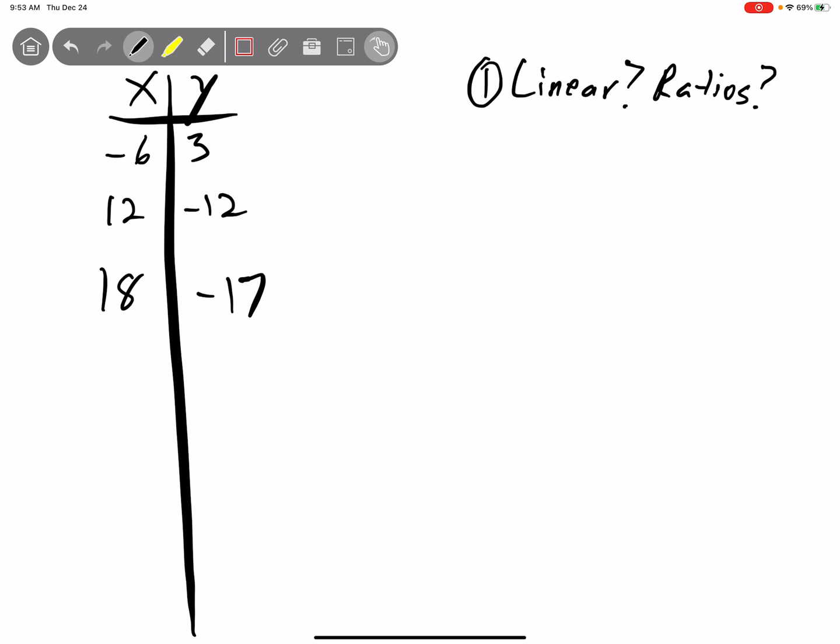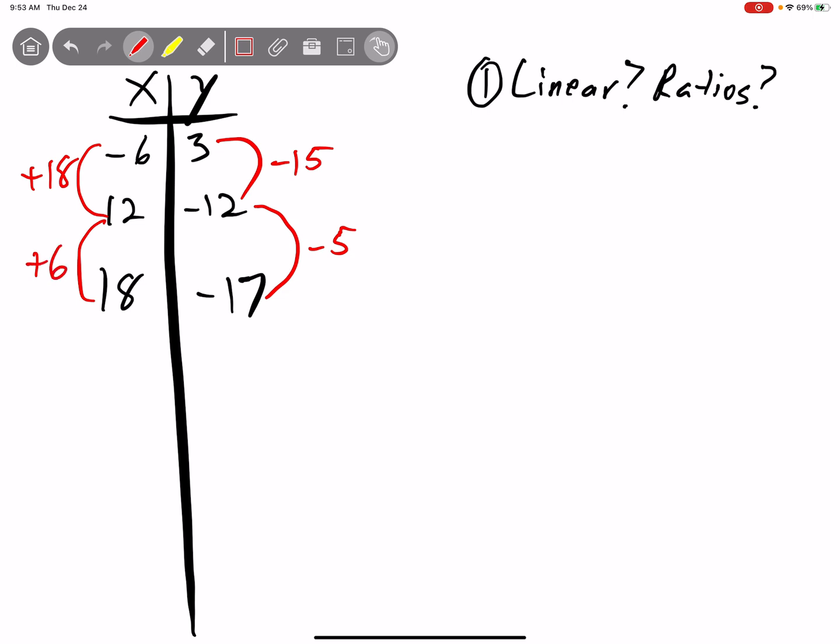Okay, so this is what you should have gotten. From 3 to -12, subtract 15. From -12 to 17, subtract 5. From -6 to 12, add 18. And from 12 to 18, add 6.